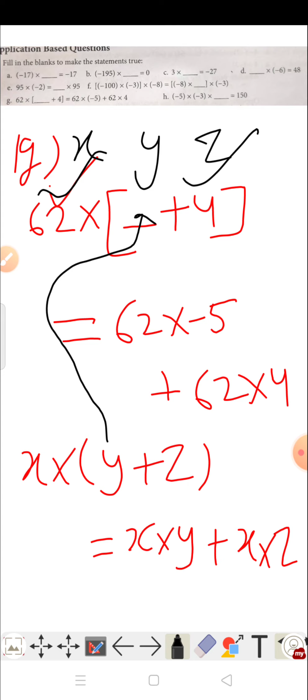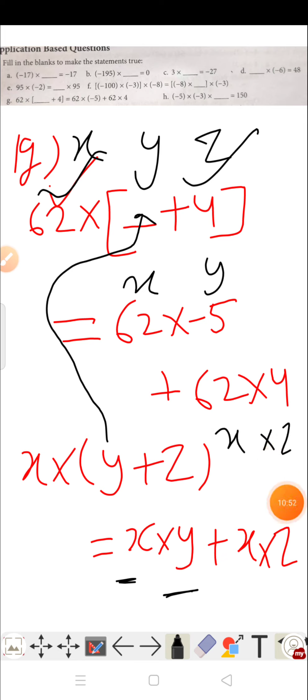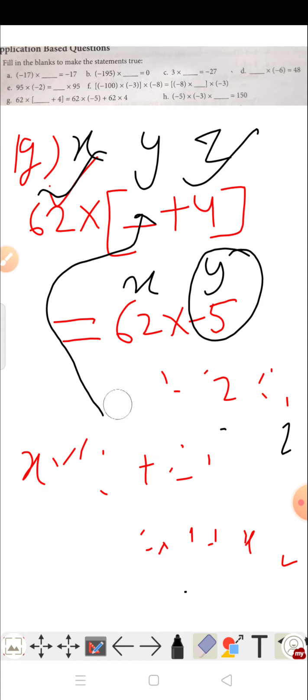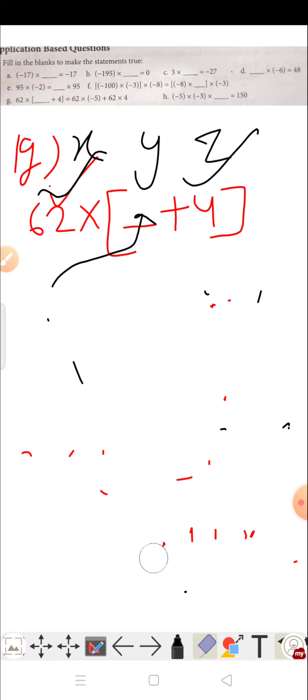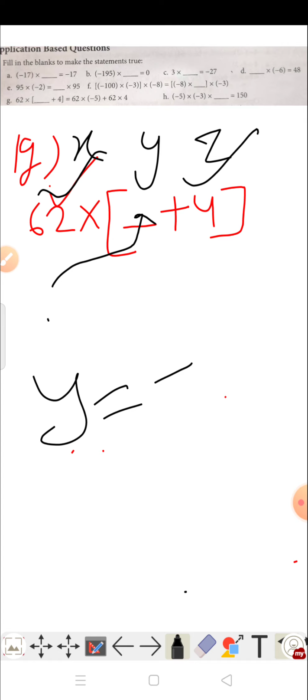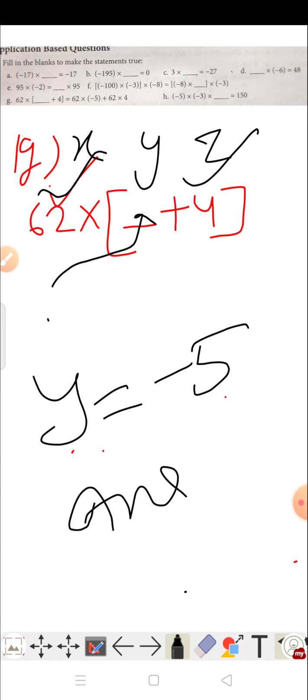Now what do we have? X into y. This is x and this is y. This is x and this is z. So the value of y is -5 according to distributive property. Clear? So the answer of this question will be equal to -5. So our y is equal to -5. So the answer is -5.